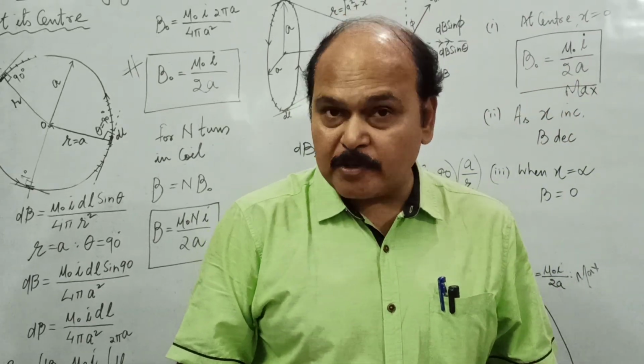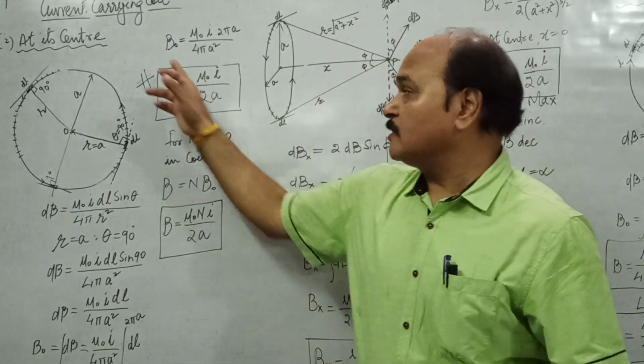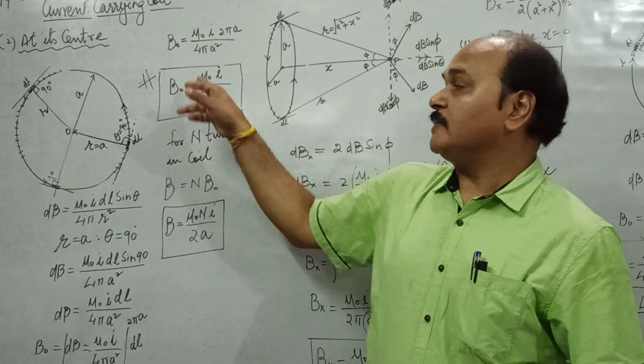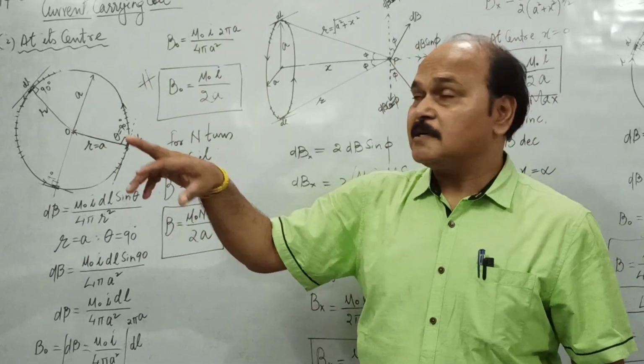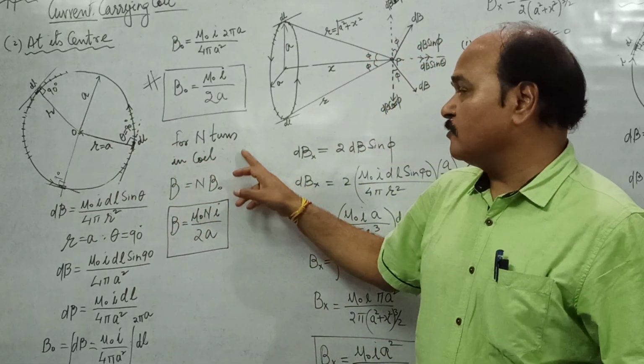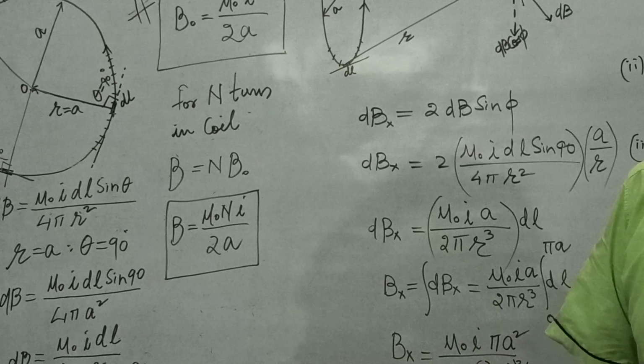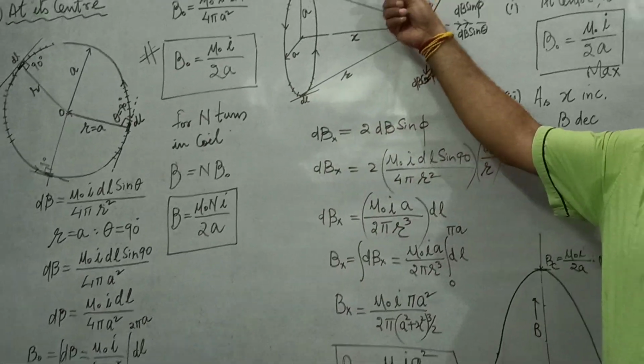And if there are n number of turns, the magnetic field is going to be n times. If there are 2 turns, the magnetic field is going to be twice of this. If there are 3 turns, it is going to be thrice of this. And if there are n turns of the coil, then the magnetic field is going to be mu naught N I upon 2a. Well, now let us move on to the second application.